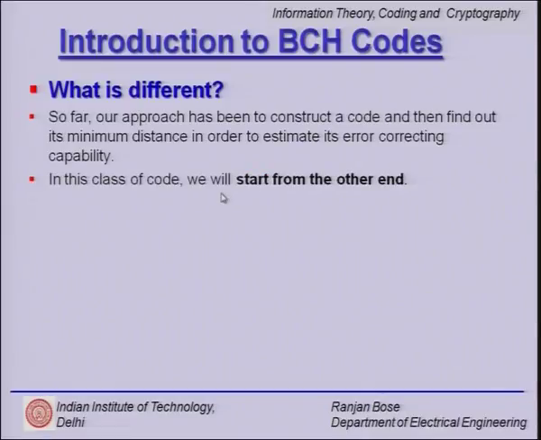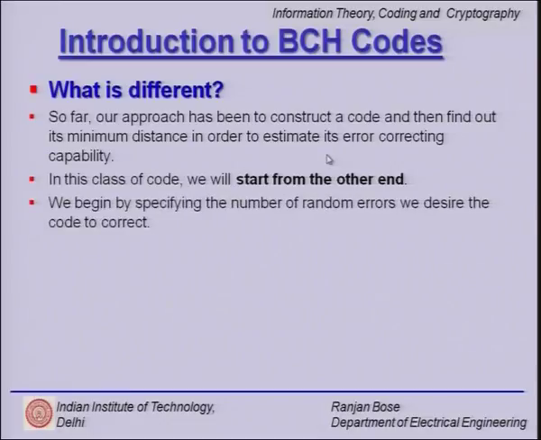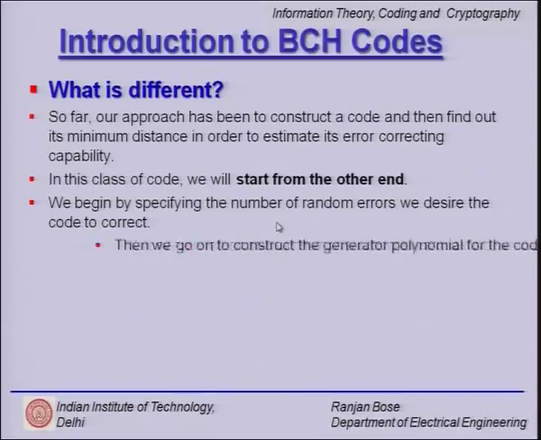In this class of codes, we start from the other end, because at the end of the day we need to tell what is the error correcting capability. In our earlier strategy, error correcting capability came at the end. We will start from how many errors we would like to correct. So, we begin by specifying the number of random errors we desire the code to correct, and then we go on to finding the generator polynomial for the cyclic code.